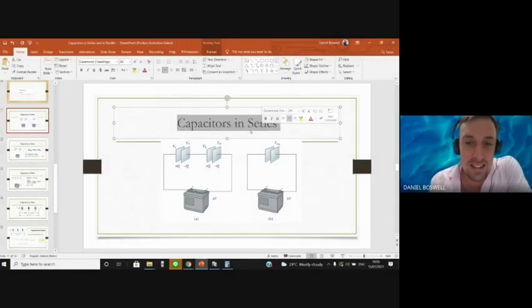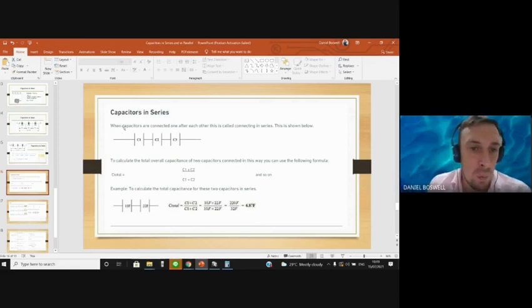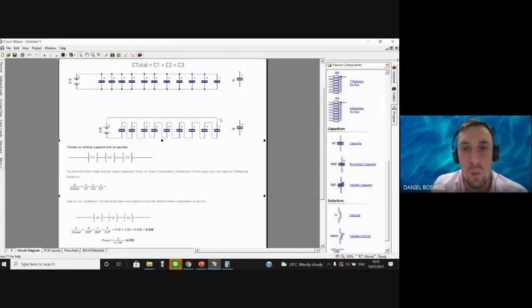All right, capacitors in series. Okay, here we go. So this is our series circuit. Capacitor 1, C1, capacitor 2, C2. We know this now. So here we go. 1/C_EQ equals 1/C1 plus 1/C2. So capacitors in series. When capacitors are connected one after each other, this is called connecting in series. This is shown below. Here we go. We'll have our circuit.